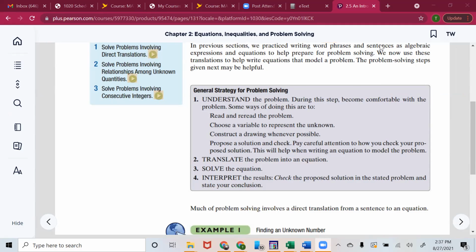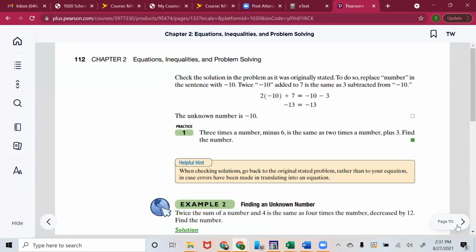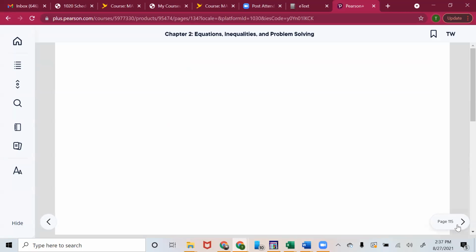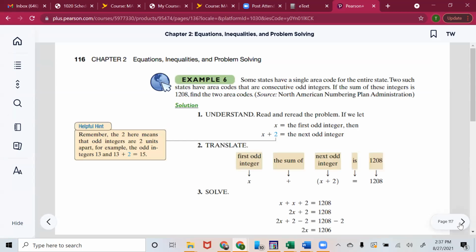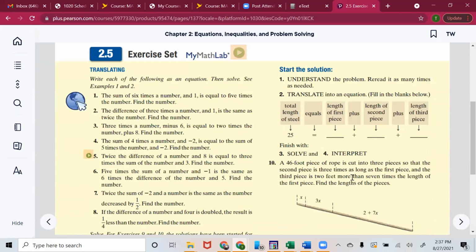Okay. So let's just jump in. We're just going to do a bunch of examples of word problems here. So we're going to go to page 117. And yeah, here we go.